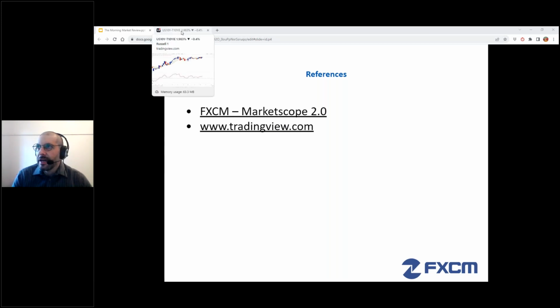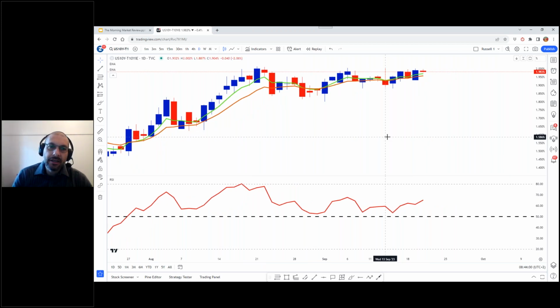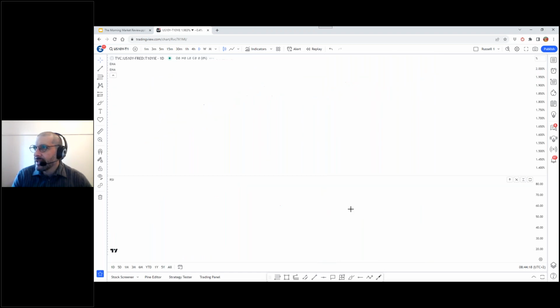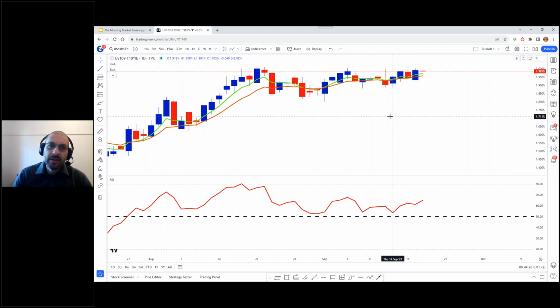Just having a very quick look at TradingView, looking at the real yield, the benchmark yield, the 10-year. We've got the green exponential moving average above the 10 exponential moving average. It's moving in that northeast direction, and you can see that the RSI is above 50. So by and large, the real interest rate looking positive.